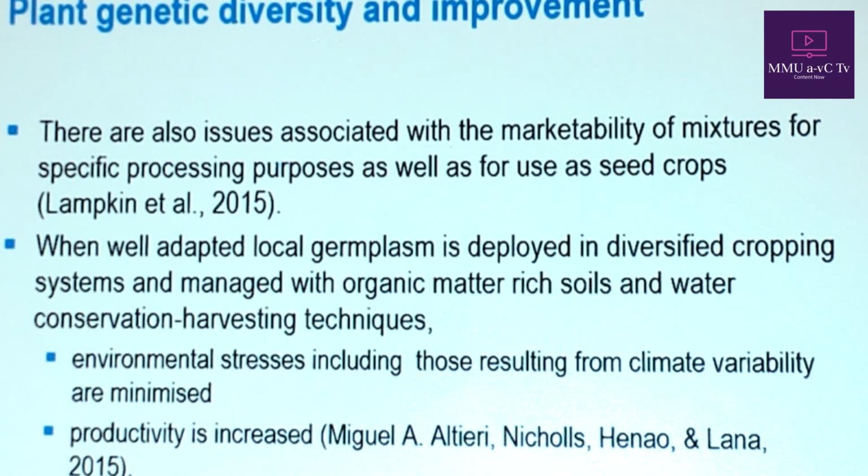When well-adapted local germplasm is deployed in diversified cropping systems and managed with organic matter-rich soils and water conservation harvesting techniques, so a combination of good local variety with good fertile soils and sufficient water, is much better than what we could get from a GMO that has intensive fertilizer, herbicide, pesticide. So with this strategy, we are able to do much better than relying on GMOs.